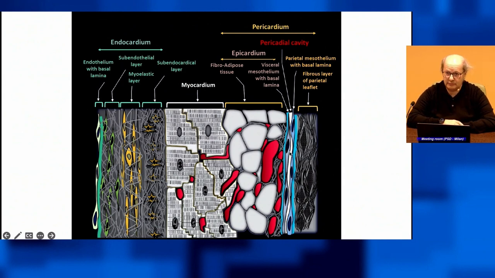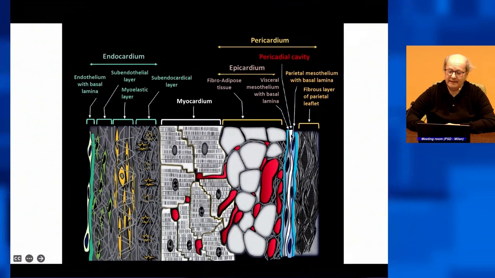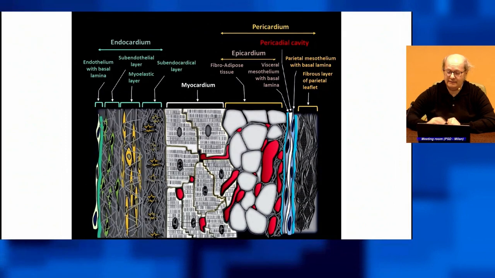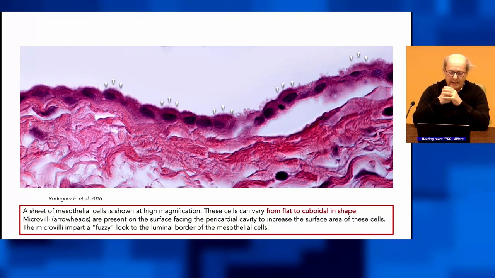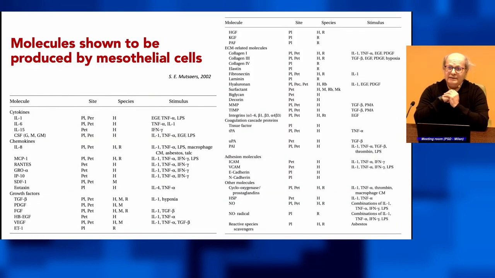So the smallest component of myocardium. This chamber is very tiny and is in between the visceral pericardium and the parietal pericardium. Looking at the histology, clearly we have a very clear monolayer of mesothelial cells with a flat and cuboidal shape. And important to know, these cells have a very high metabolic activity. In fact, the most important physiological mechanisms of the cells are concentrated in these mesothelial cells.